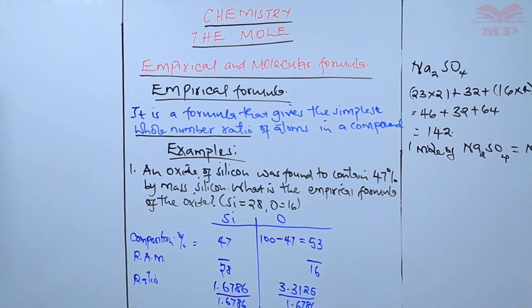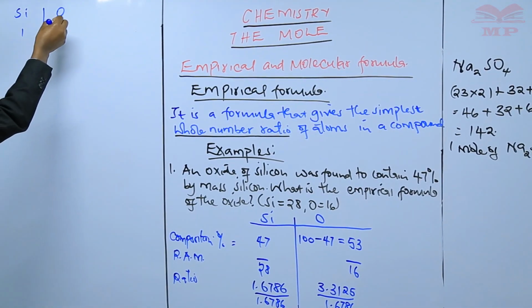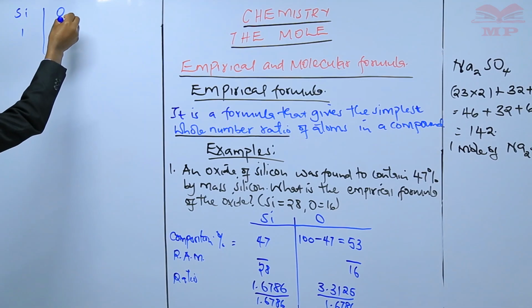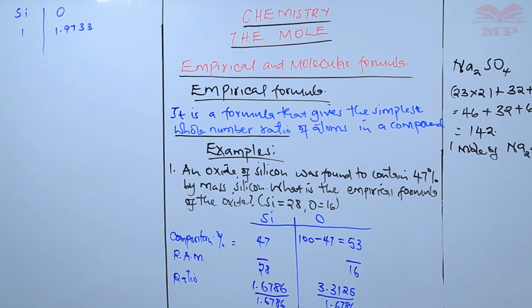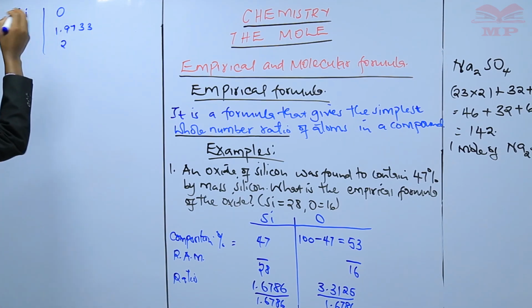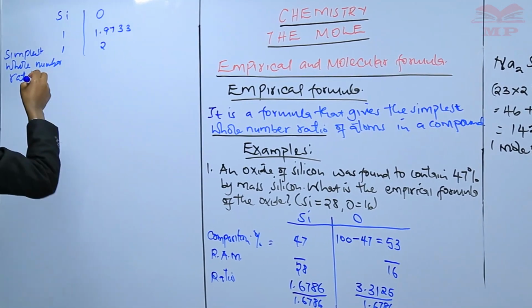And therefore, silicon and oxygen have 1.9733. Then this one we round off to the nearest whole number, and therefore this will be 1 and this will be 2. This is now the simplest whole number ratio, that 1 is to 2.